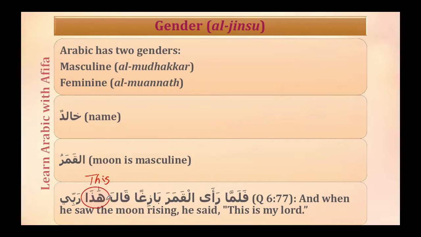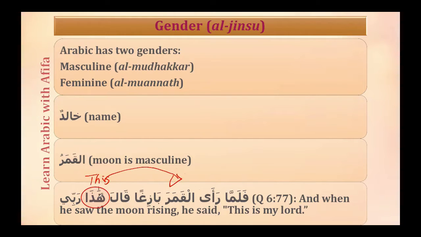The reason I am bringing this up here is to show you that if it was female, now he is referring to the moon, right? He is referring to the moon. So when he saw the moon rising, he said, "This is my Lord." So Hada Rabbi means this is my Lord. So he is referring to the moon. When he saw the moon rising, he thought this was my Lord.